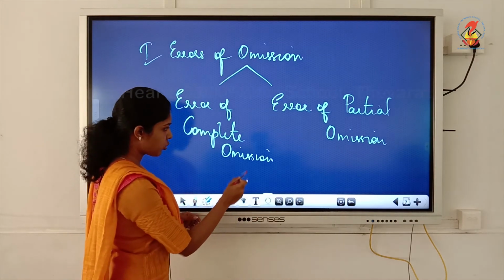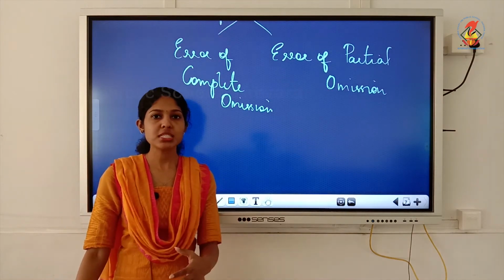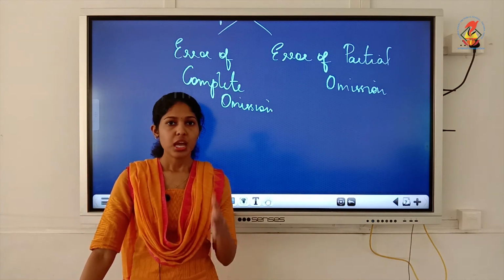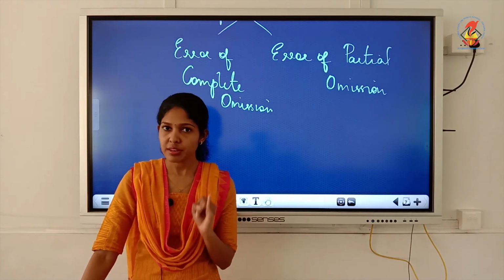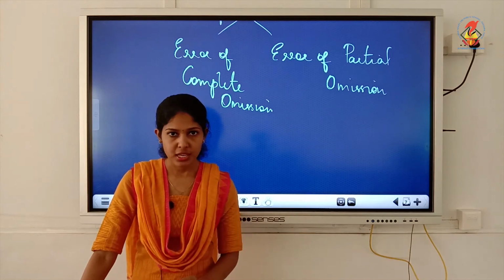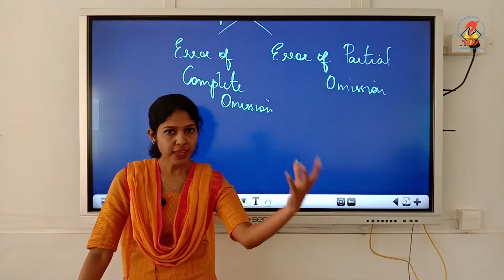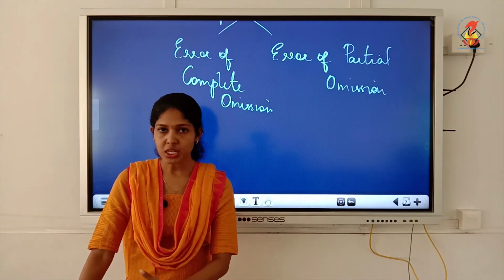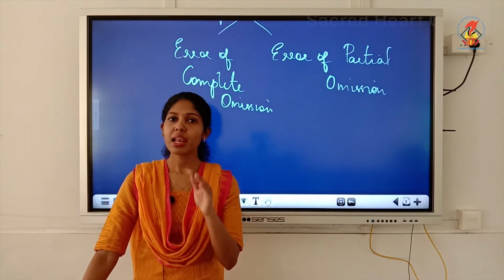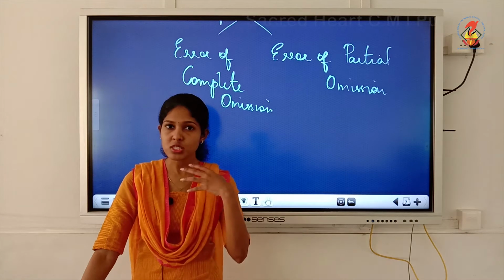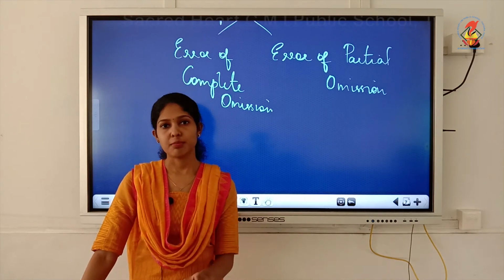Error of complete omission means it is completely omitted. Omitted means we are not recording it. Completely omitted from the books of accounts. Suppose you didn't record a transaction in journal. Will it be posted in ledger? No. If it is not there in journal, it can't be posted in ledger. It won't appear in trial balance also. Automatically the trial balance will agree. Agree means it will show the same answer on both sides, but there are some errors.